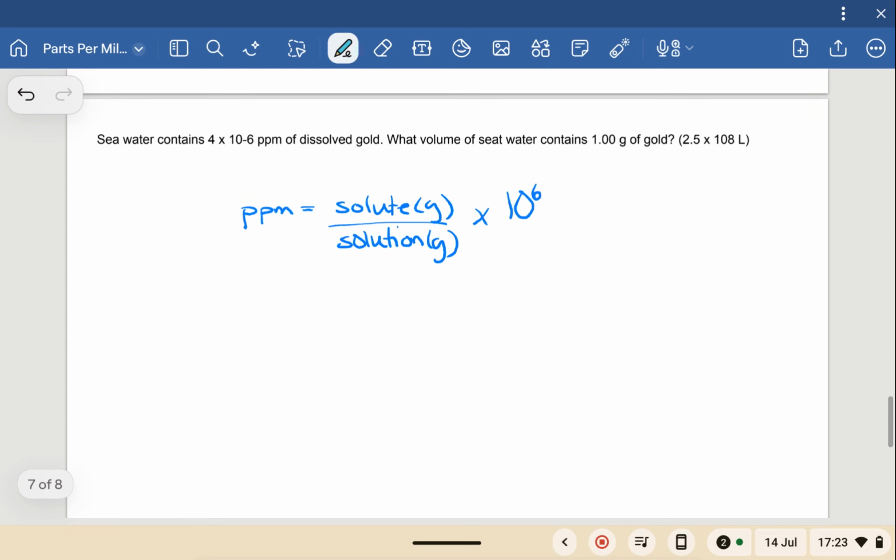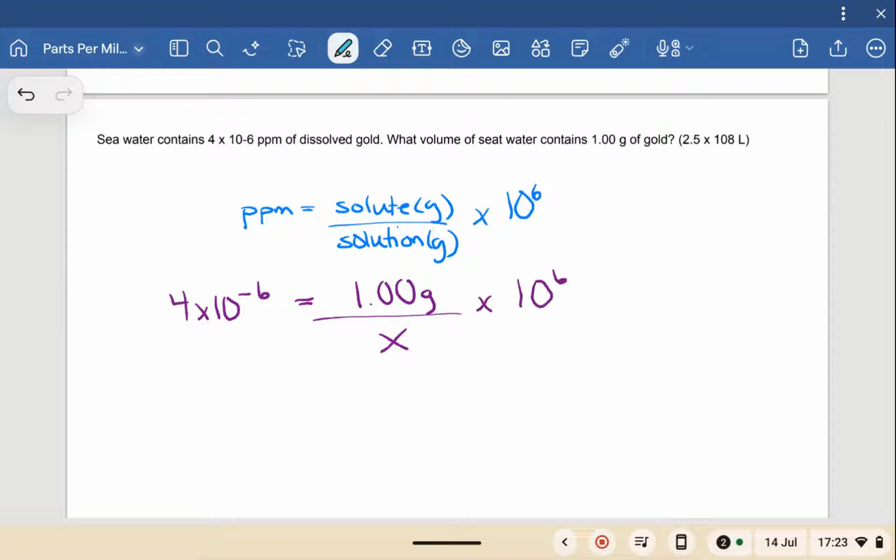Okay, so last one here, we have again given parts per million. This one's a little bit different because instead of finding solute, you're finding solution. So you're told you have 1 gram of gold and you want to figure out how much water that's in. So 4 times 10 to the negative 6 parts per million will equal 1 gram of your gold over an unknown, and then it's still times 10 to the power of 6. So just like the other ones, we have to isolate this fraction, so divide both sides by 10 to the power of 6. And this part goes away.